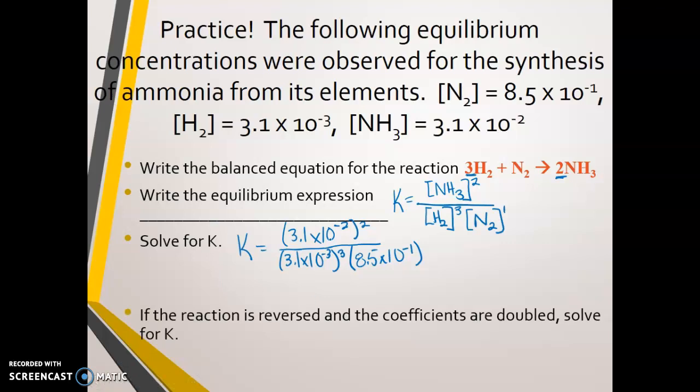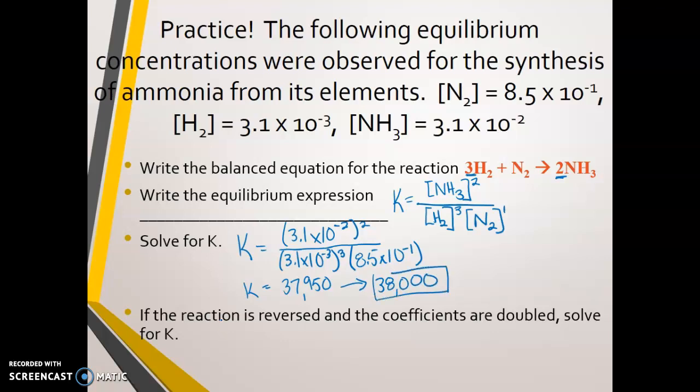If we solve this and just plug it into your calculator, K is going to be equal to 37,950. But if you notice, we have 2 sig figs in the coefficient, so we're going to round this to 38,000 for our K value.